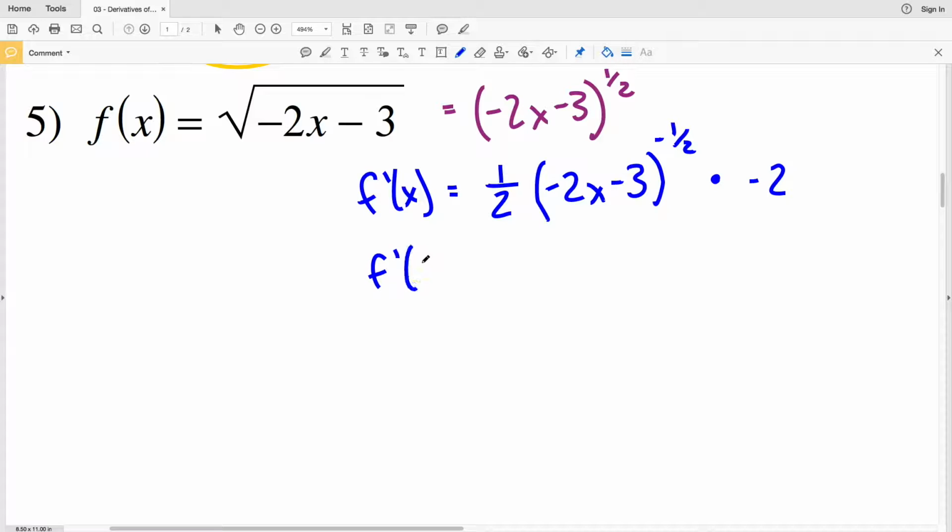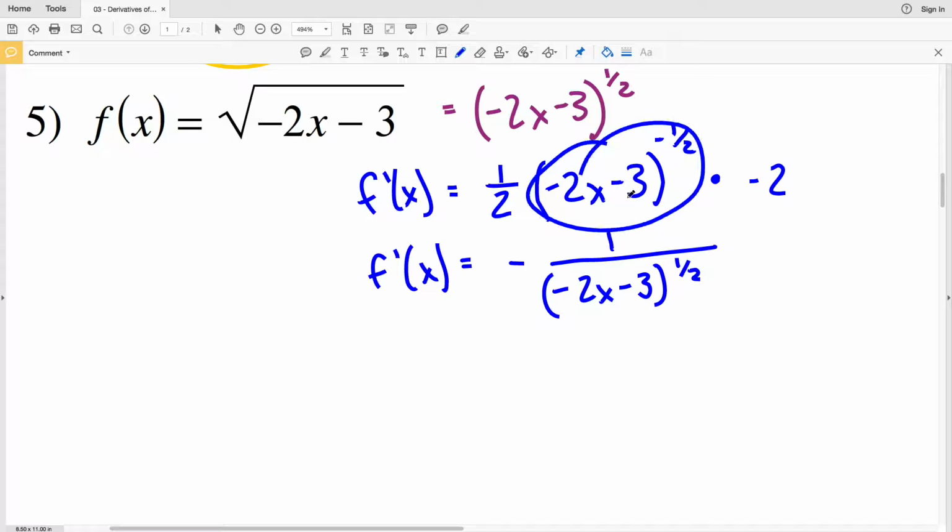So the derivative of f of x equals, note, -2 times 1/2 will be -1, so we'll have the opposite, or negative, of 1 all over -2x minus 3 to the positive 1/2, because we can write this exponent as positive if we put that term in the denominator. So now that we've calculated the derivative of f of x, let's calculate the inverse function of f of x.